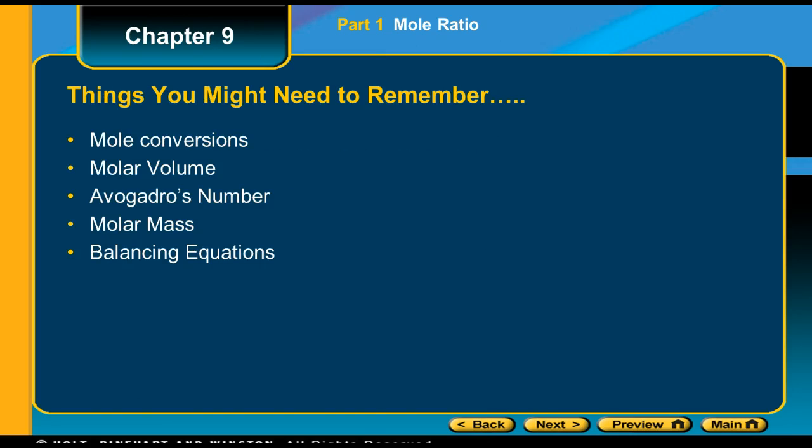So things that you need to know to be able to do stoichiometry is you need to remember mole conversions, going from grams to moles using the molar mass on a periodic table. You need molar volume sometimes if they ask you for liters, and 1 mole is 22.4 liters. You might need to know Avogadro's number if they ask you for the number of molecules or atoms. Molar mass, again, and you will need to be able to balance an equation, because unless you have a chemical equation that's balanced, you don't know the correct ratios. So anytime that you're doing a stoichiometry problem, the first thing you should check is to see if your equation is balanced.